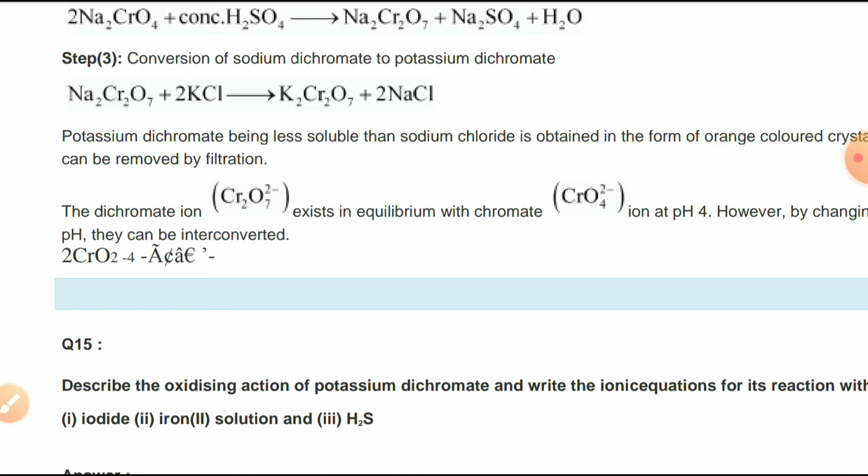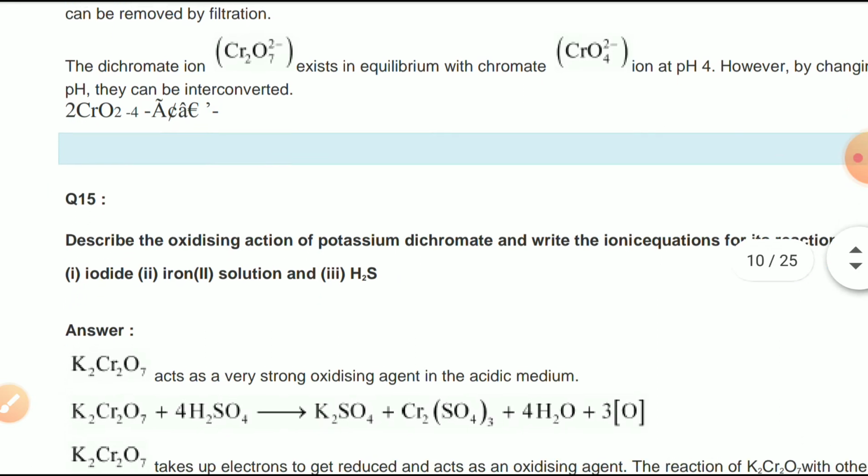So in the acidic pH, the yellow colored chromate CrO4 2- is converted into orange colored Cr2O7 2-, that is dichromate. And in the basic pH, the opposite reaction is possible.